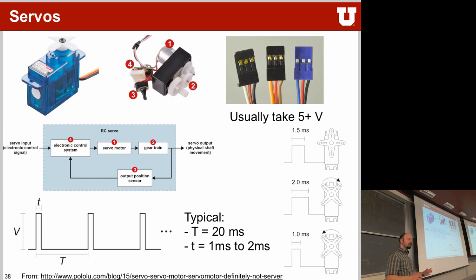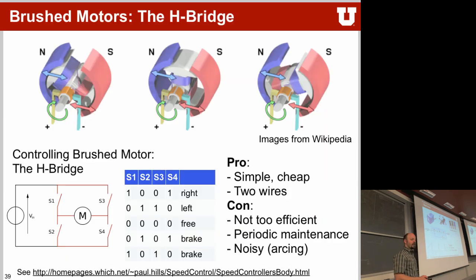Brushed motors. Who has played around with brushed motors before? A whole lot. Okay. Brushed motors, you can actually steer them around. One of the most fun things to do is take a brushed motor, hook it up to a power supply, and change the voltage, and then it goes faster or slower, and at some point if you go too far, it blows the motor out. A better way of doing it is using an H bridge.